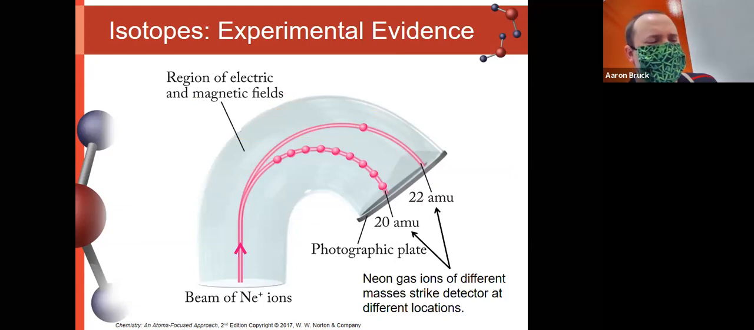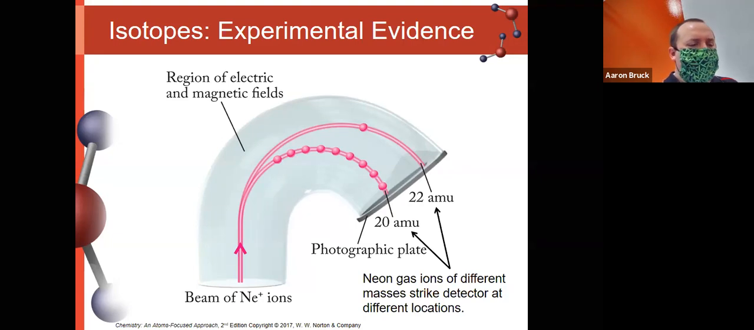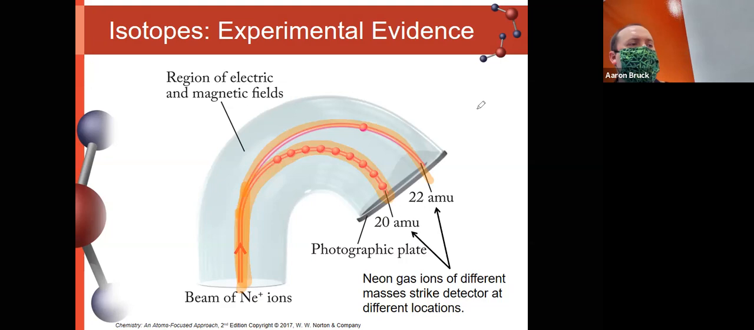Let's talk a little bit more about isotopes. So with isotopes, what we see is that based upon some other experimentation going on at the time, what we thought might be a uniform beam of ions actually splits in an electric and magnetic field to give us 2 different beams, based upon the interaction of each of those with their respective fields.